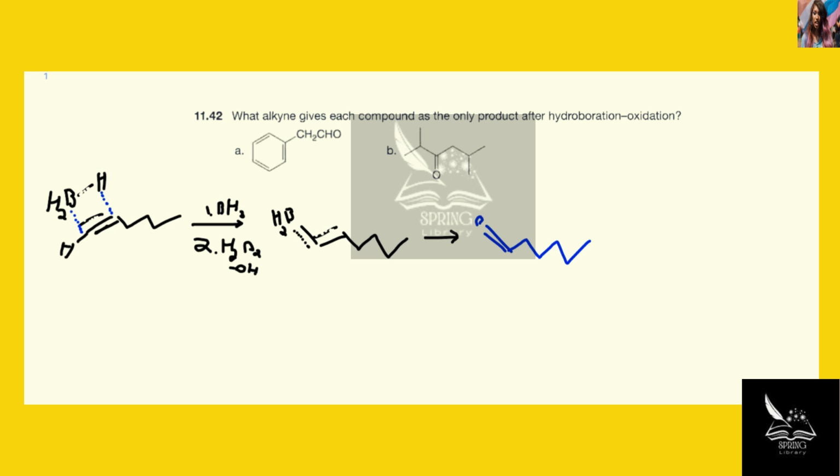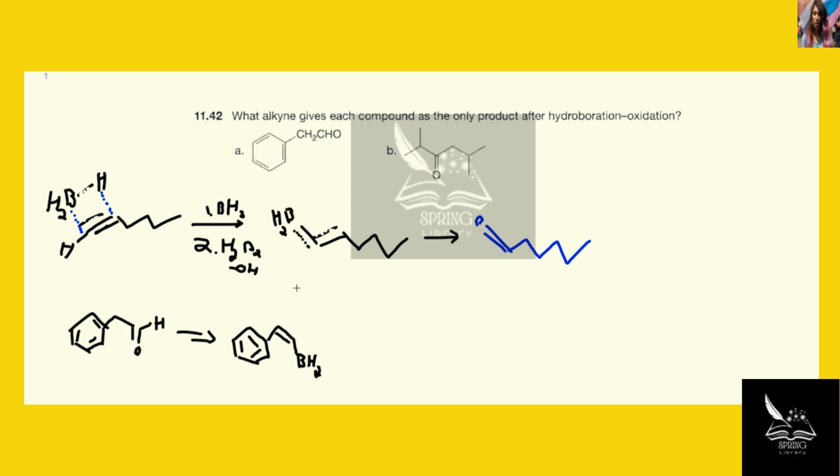So now, given the product, let's start with A. So we have this aldehyde here. So we know that the boron replaces this oxygen. So let's work backwards. So we know two things. Boron will attach on the least substituted side, and the boron is replaced for oxygen. So I would add BH here, working backwards.